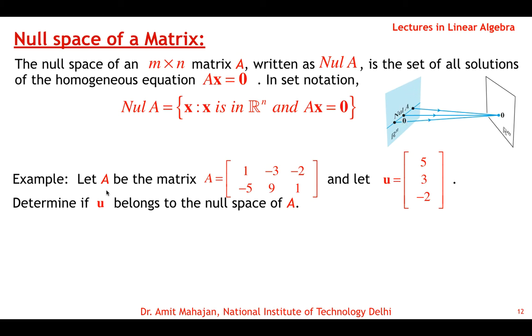Okay, so before that let us take one example. Let A be the matrix given by this 2 by 3 matrix, and let U be a vector of R3. Determine if U belongs to the null space of A.